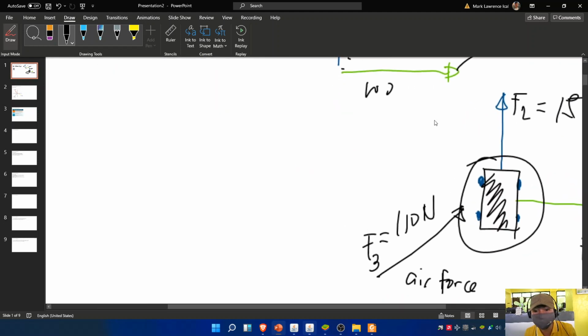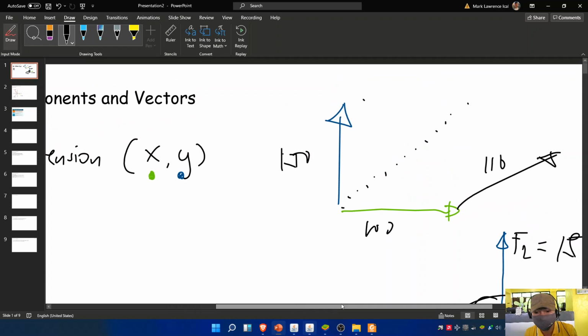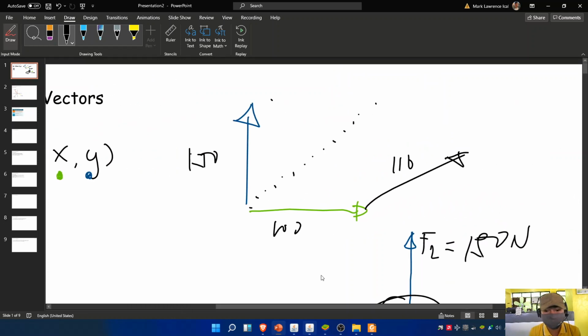Ngayon, if we're going to look at this, merong force diyan. Merong force diyan na hindi siya x at hindi rin siya y. Kasi hindi siya nakaslant siya eh. Ito, nakaslant. Hindi siya x, hindi siya y. Therefore, this is like a resultant. Parang resultant ito. But we're not going to talk about that. Yung first step natin is to convert this into its x and y component.